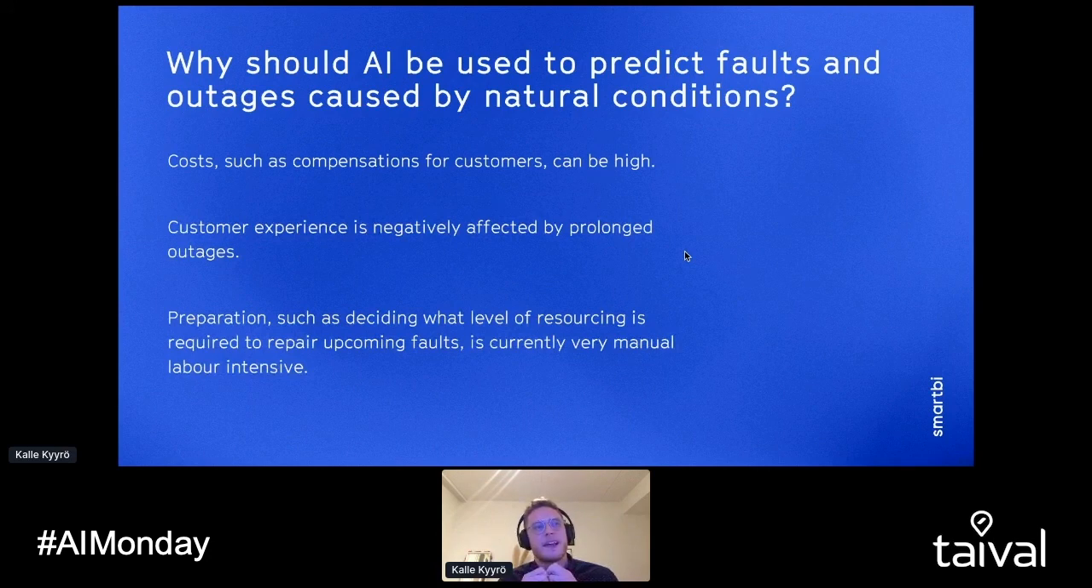So basically, the grid companies need to dedicate a lot of human resource to be able to estimate the likely damages caused by, for example, upcoming storms or very low temperatures or different kinds of weather events. So basically, it currently drains resources in so many ways. It affects customer experience, and it has a very direct cost effect.